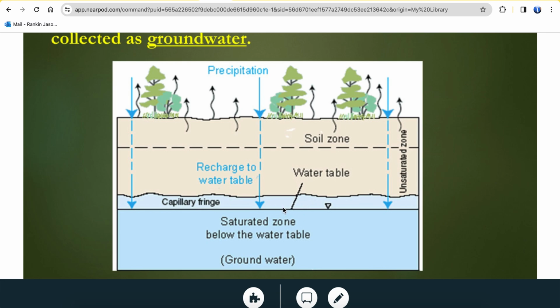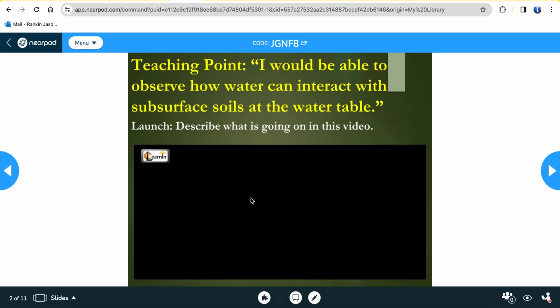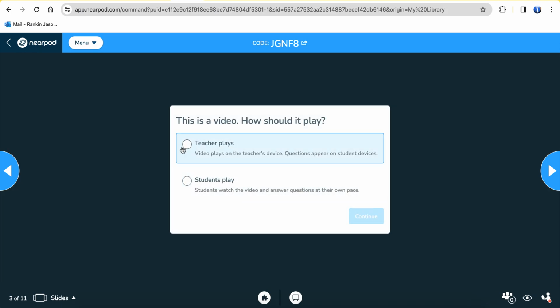Sometimes the saturated zone can be a few hundred feet below the surface. So root systems cannot reach that far. So between these two zones, the unsaturated and saturated zones, we have a line here called the water table. The water table helps differentiate between these two zones. All right, let's take a look at the video.